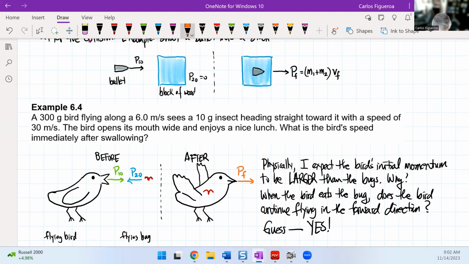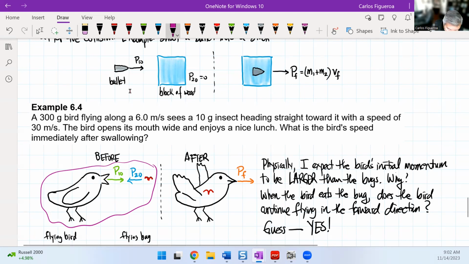Now, if the bird was flying backwards after the collision, then the momentum of the bug would be higher than the bird. And the question is, is the bird okay after the collision? I don't know the answer here. So then, here I go. There's my system. Are there any external impulses to the system? And the answer is no.